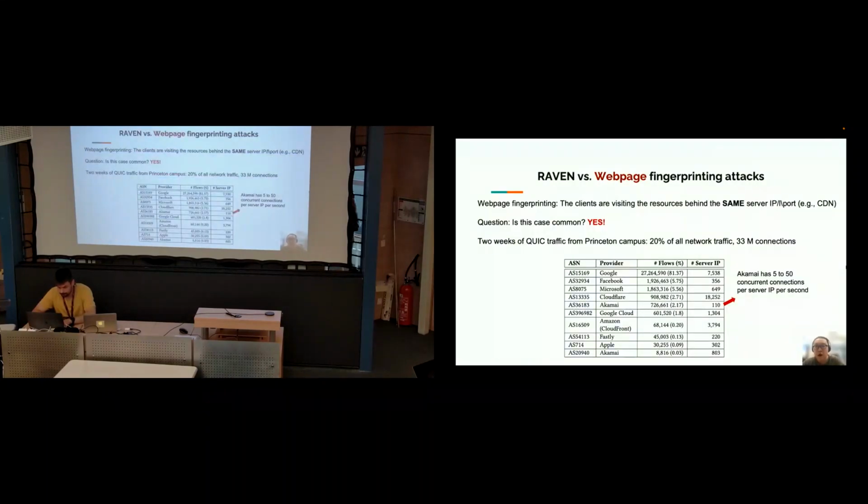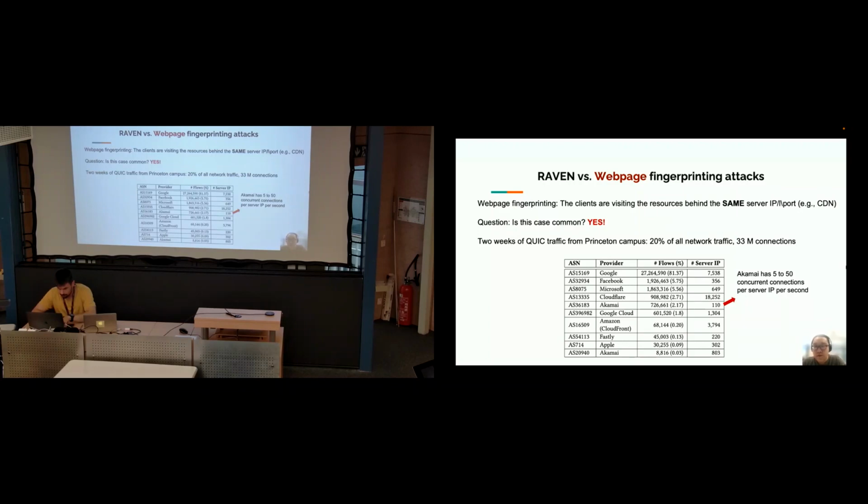We further evaluated web page fingerprinting attacks against Raven. In web page fingerprinting, the client is visiting resources posted on the same server IP and port, and the attacker tries to figure out which one. This requirement is important because Raven only changes the client IP, not the server IP. It might be trivial to link sub-connections to connections based on different server IPs. We examined the QUIC traffic from our campus network and found that even under current limited QUIC deployment, this case is very common, so our scenario is realistic.